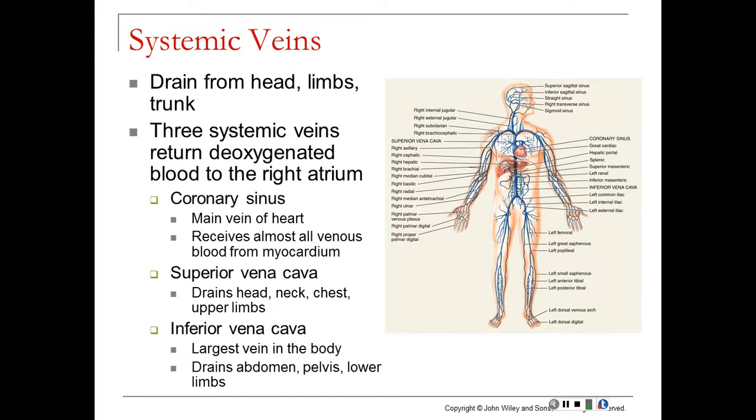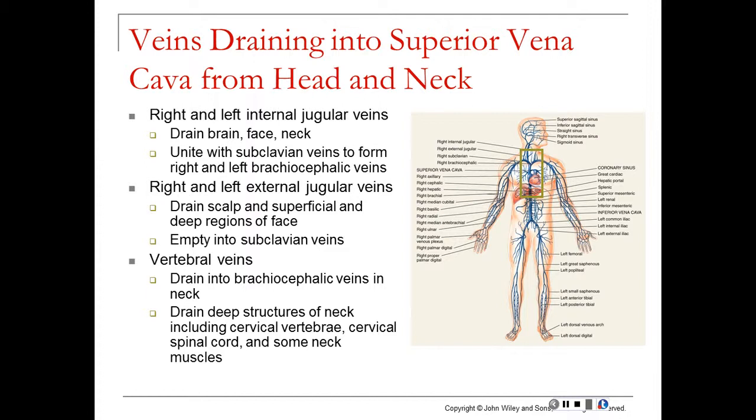back into the right atrium include the coronary sinus, which is the major vein of the heart, returning all of the blood flow from the heart muscle, from those coronary arteries. The superior vena cava is draining the head, the neck, the chest, and the upper limbs. And then the inferior vena cava is the largest vein in the body. It's draining the abdomen, the pelvis, and the lower limbs.